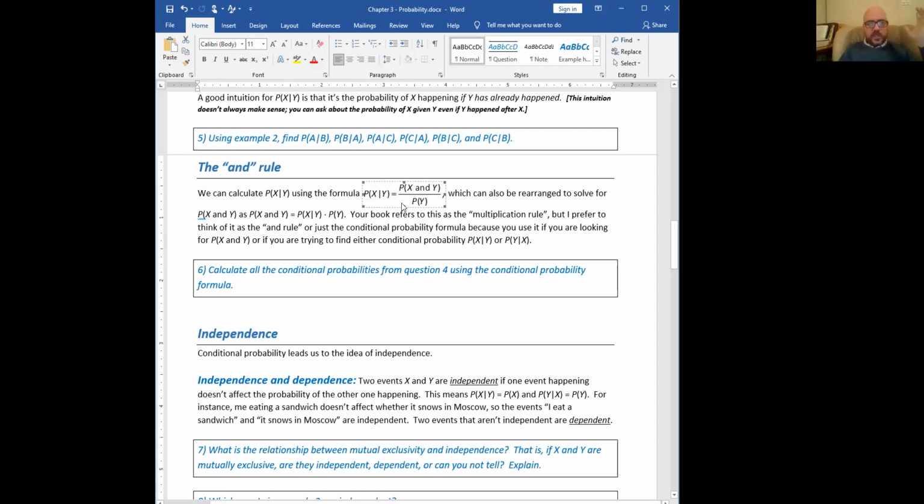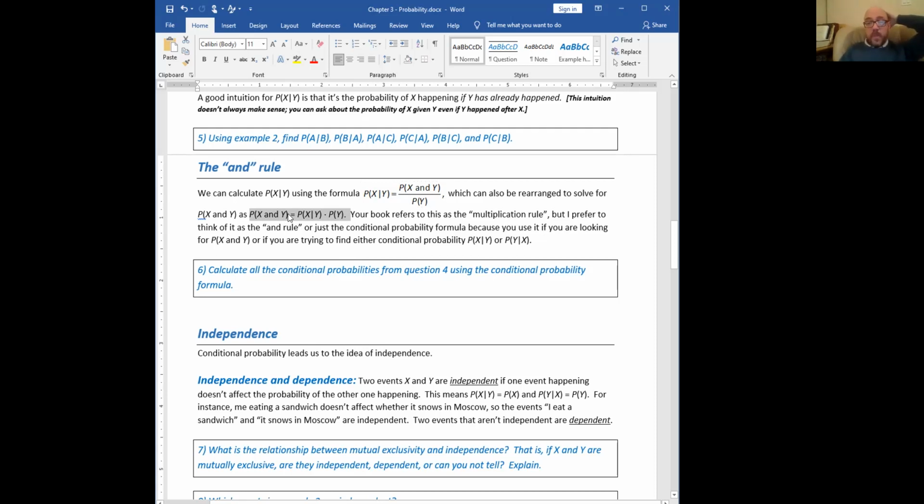Conditional probability formula is this. This can also be rearranged, by the way. So these are all numbers, right? The probability of X given Y is a number. This is a number. This is a number. So if I multiply both sides by the probability of Y, what I get is an alternative form of the same thing: the probability of X and Y is the probability of X given Y times the probability of Y.